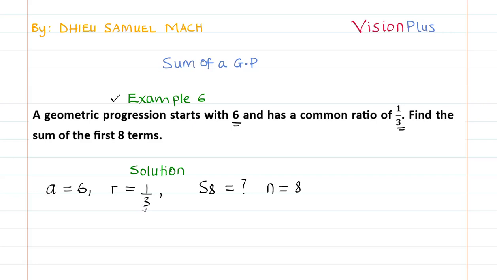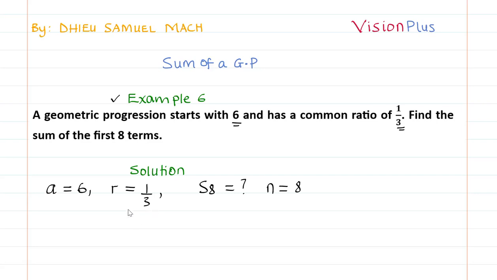Now, how do we find the sum of this GP? Remember, there are two formulas depending on the value of R. So before you proceed, identify what the value of R is and compare it to 1. If R is more than 1, there is a formula we use. And if R is less than 1, there is a formula that we also use.